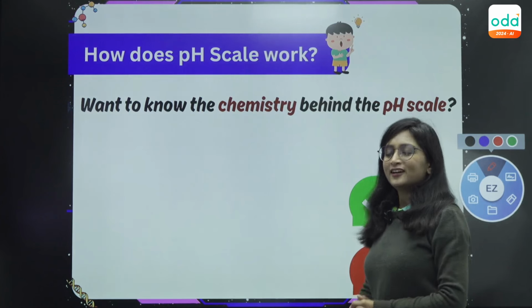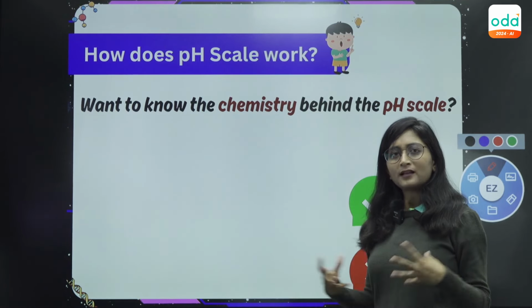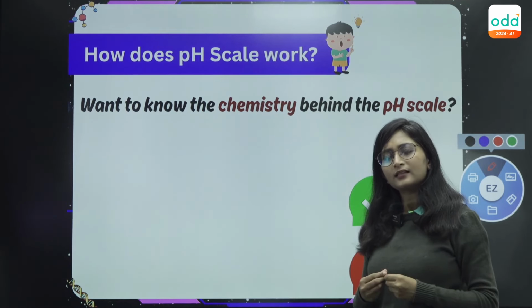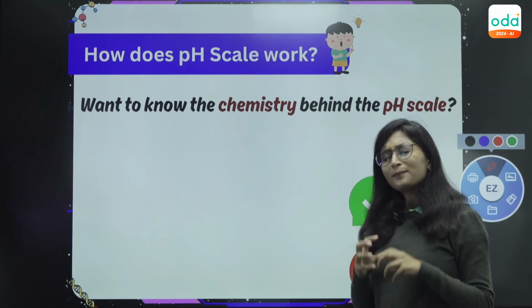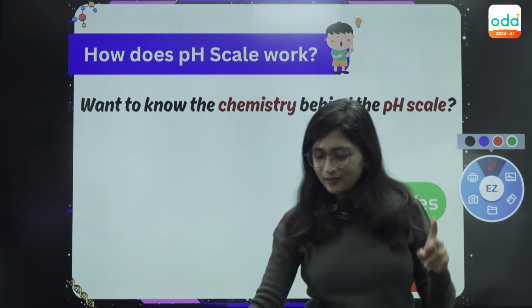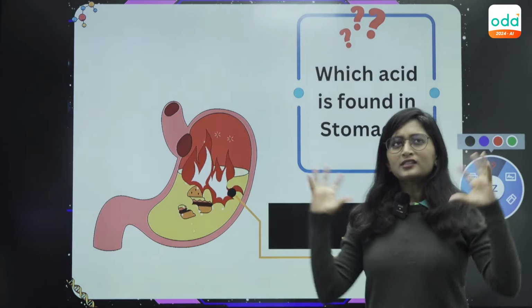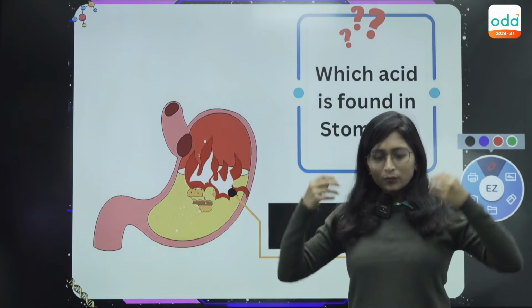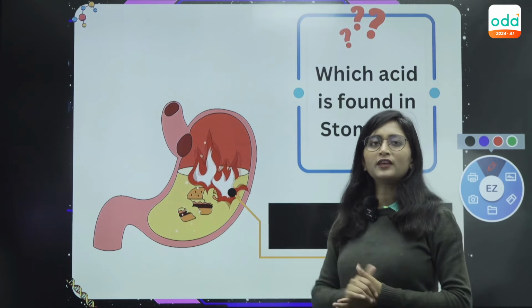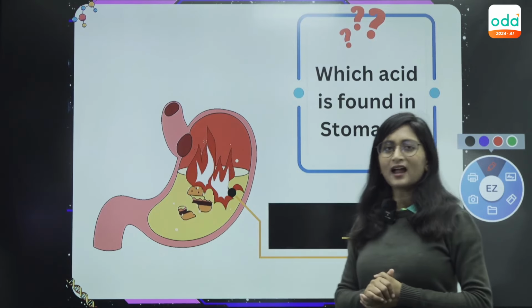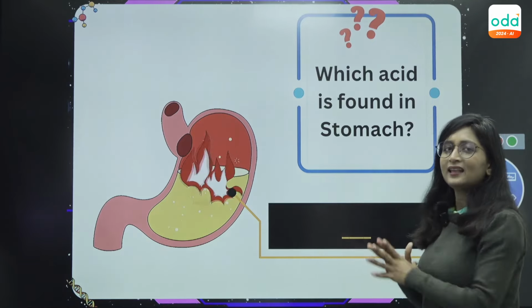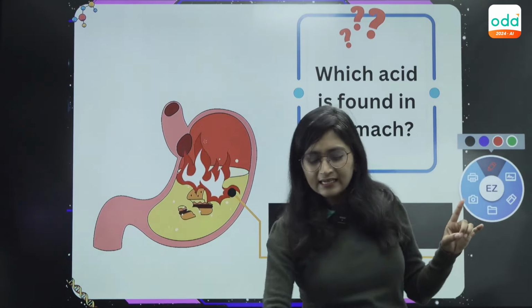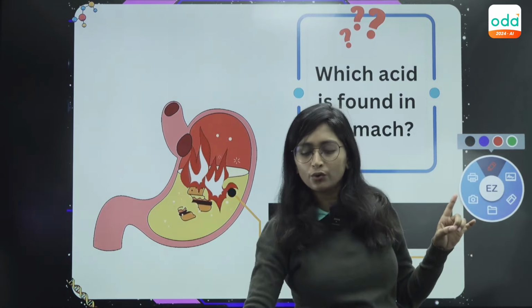Okay. So here we all have come across the pH scale, but what is the scientific reason behind this? Do you want to know the chemistry behind the pH scale? Let me reveal it. Just take an example which is in your surrounding, which is in your body. Let us take the example of the acid present in our stomach. What is that? It is the HCl, that is hydrochloric acid.